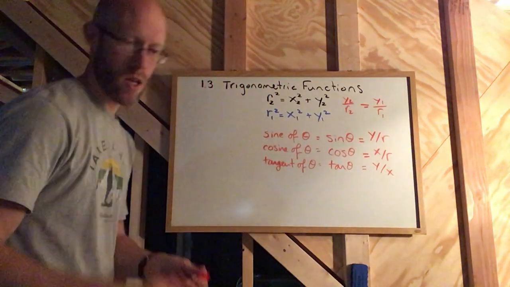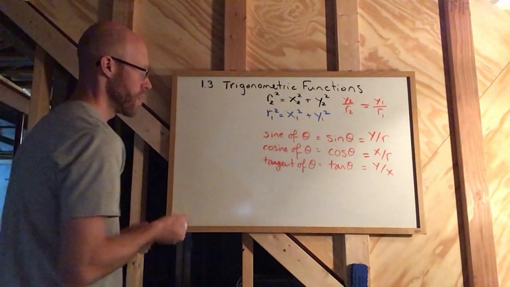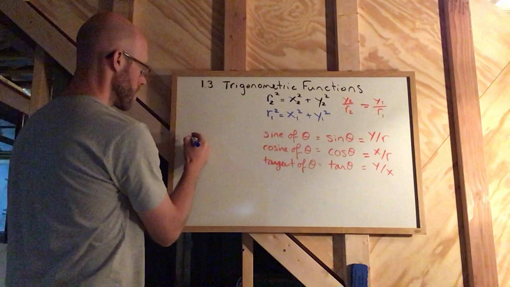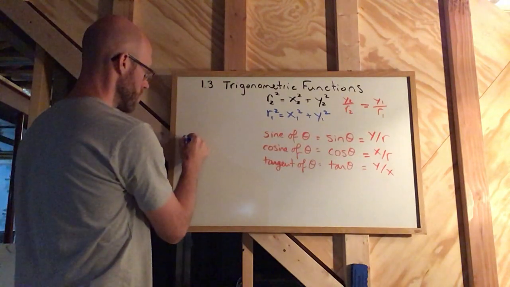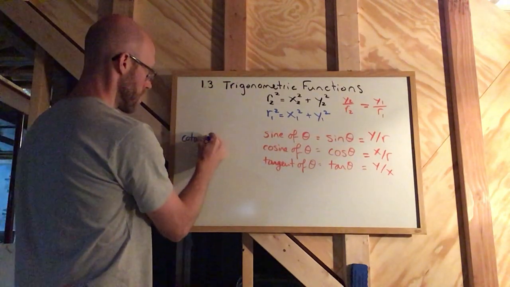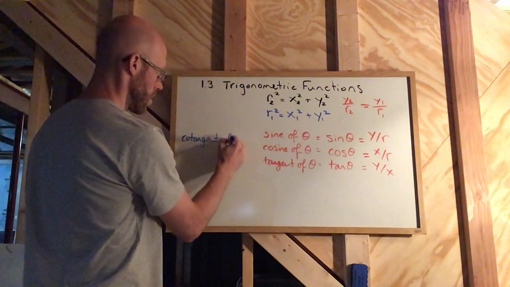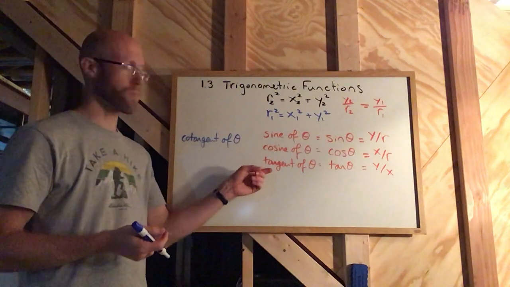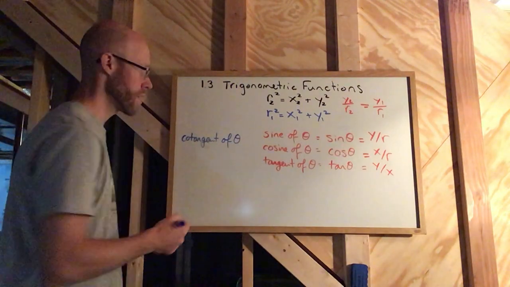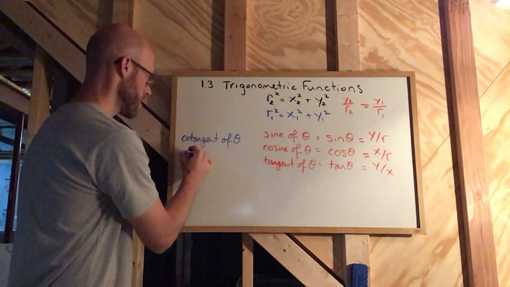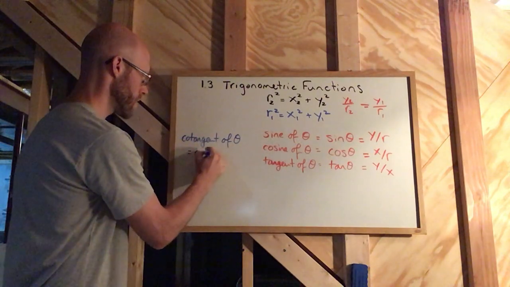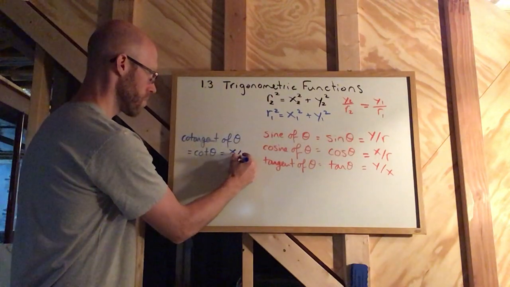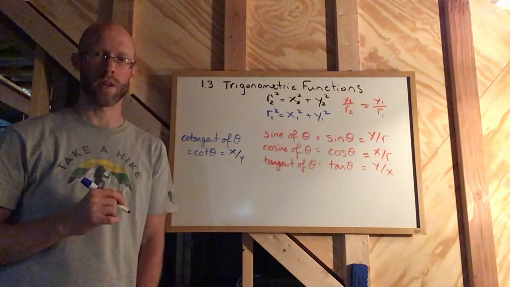So the three other ones are going to be what we call the cotangent of theta. And so the cotangent is the reciprocal of the tangent. Okay, so that's equal to cot theta, which is x over y, okay, x over y.